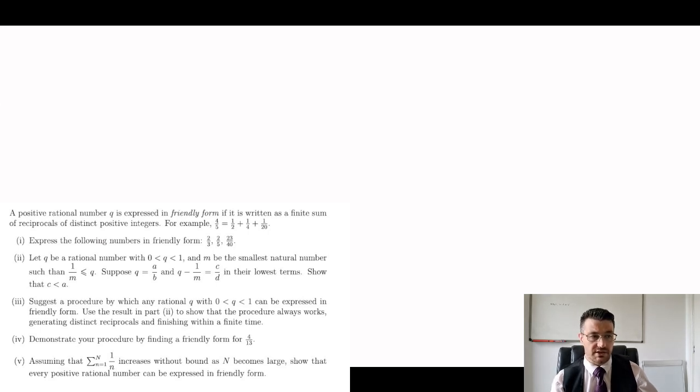You're having a concept that you haven't seen before defined to you, and you have to take it and run with it. Okay, this is the whole point. So it shouldn't put you off if you haven't come across this term friendly form before. It shouldn't be something that really concerns you, because I haven't come across it before either.